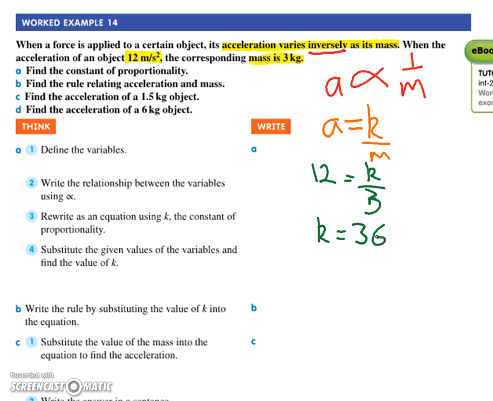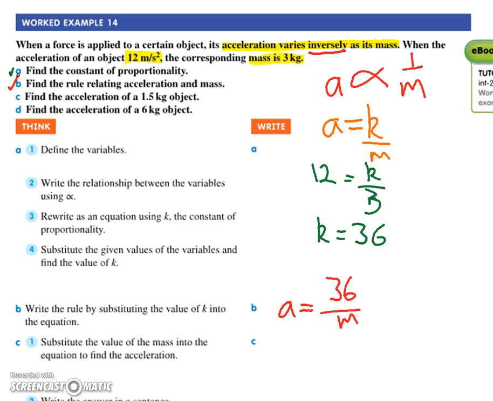Awesome. So that's A done. Tick. Find the rule relating acceleration and mass. We've done this in every other question. It's always been part of question A. This time it's question B. In other words, rewrite the equation. So what do we get? Yep. You've got your two variables in there. A equals 36 over M. So that's part B done.